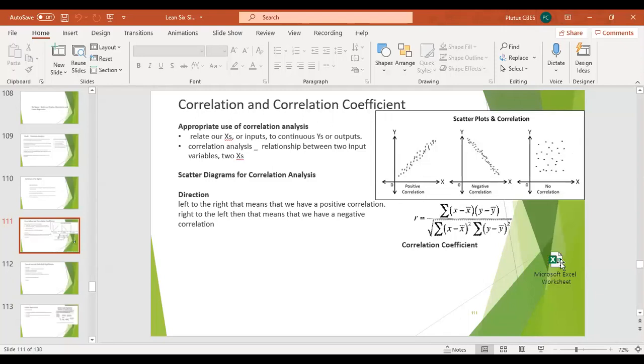Sir, I have one doubt. Positive correlation, negative correlation is fine, but no correlation, how does it work? That's why I prepared my Excel sheet.